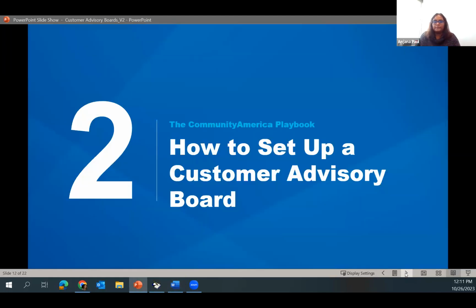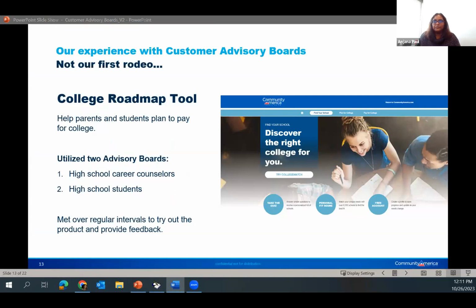So now we'll go into how we set up a customer advisory board and some best practices. This is actually not the first time that our team has had experience with customer advisory boards. I specifically work in the innovation lab, and years ago, we worked with some third-party developers to help us create a tool that we called the College Roadmap.